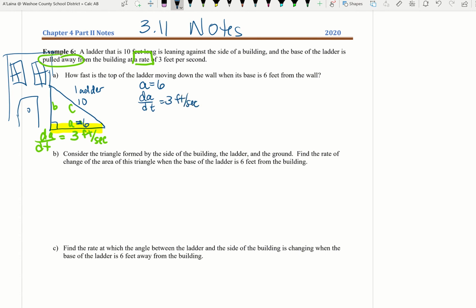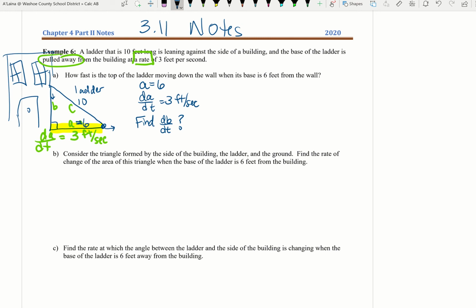And what we'd like to find is how fast is the top of the ladder moving down the wall, because as we slide the base of the ladder out away from the building, the ladder is going to start falling down. And so this is going to be moving down right here. And so what we're trying to find is the rate of change of B, and B should be moving downwards. And that'll also be in feet per second.